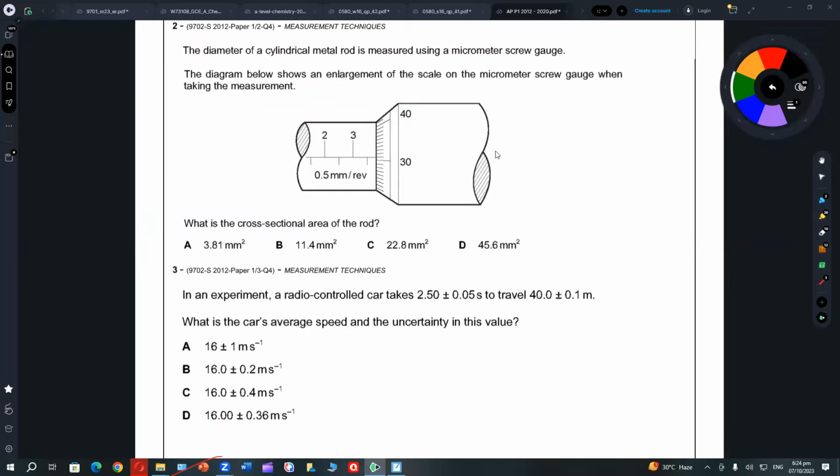The diameter of a cylindrical metal rod is measured using a micrometer screw gauge. The diagram below shows an enlargement of the scale on the micrometer screw gauge when taking the measurement. What is the cross-sectional area of the rod? He is measuring the diameter. So first get the diameter. Then we will talk about area, but first read this meter.